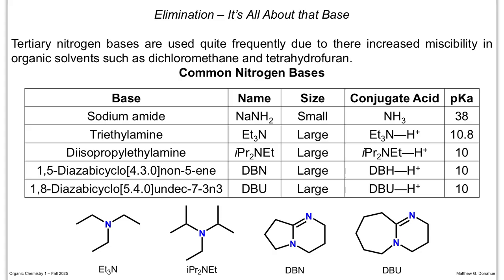I might just say the nitrogen bases, notice these are all neutral. So they're readily soluble in organic solvents. And these have some structures you probably haven't seen before. And my little asterisk here is the sodium amide. That one's ionic as well. But the other ones are neutral.